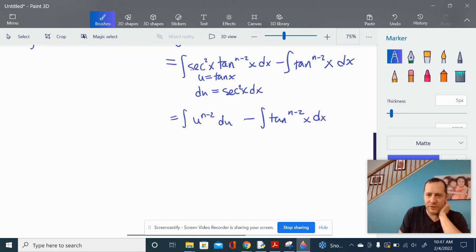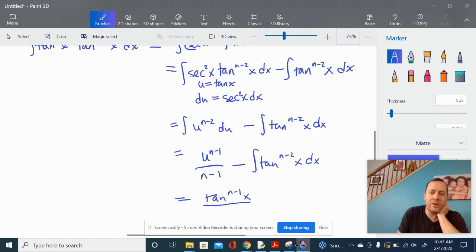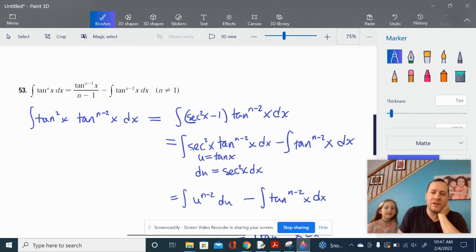I'm going to keep rewriting that because I just want to maintain equality every step here. That's a good way to do mathematics. And so now we can do the power rule. We get u to the n minus 1 over n minus 1, and then minus that integral, tangent to the n minus 2 of x dx. And finally, we can sub back in for u, equals tangent to the n minus 1 of x over n minus 1, minus the integral of tangent to the n minus 2 of x dx, which I believe is what we wanted. Let's just double check. Yep, looks good.